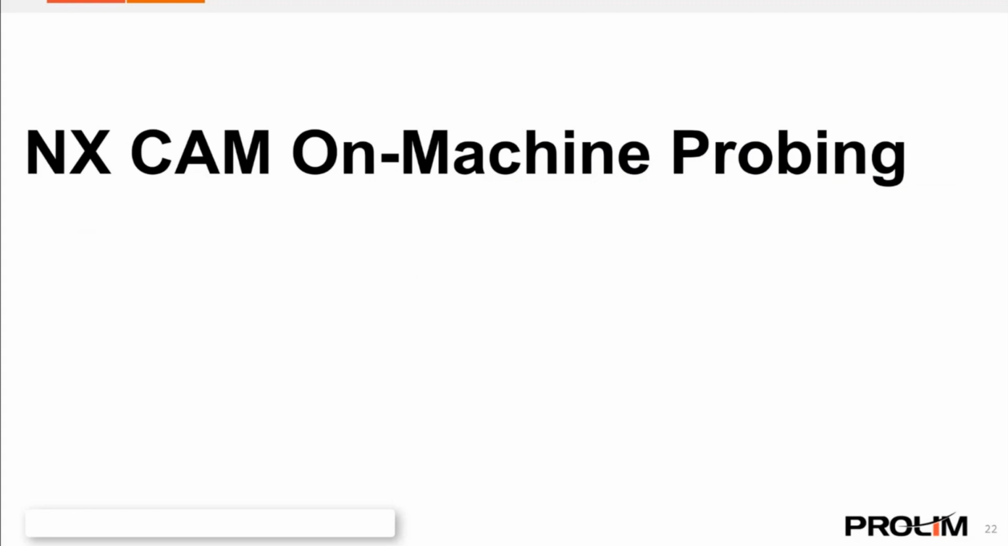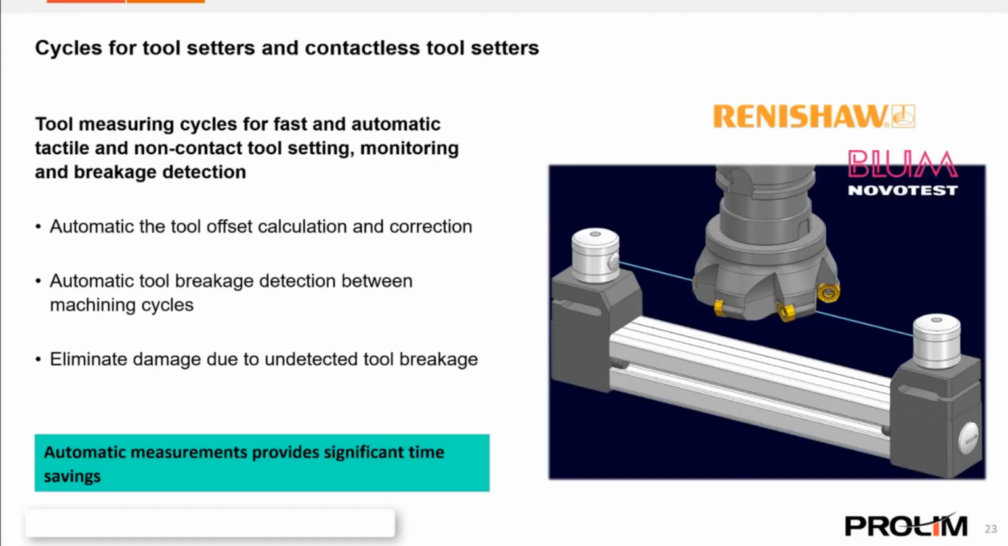Now next, let's take a look at the enhancement on NX CAM on-machine probing. We do have a new update on the cycles for tool setters and contactless tool setters. In addition to the existing measurement cycles that are available for various control systems from different manufacturers, which also includes the third-party integration for the use of spindle probe tool setters, as well as non-contact tool setters as well.